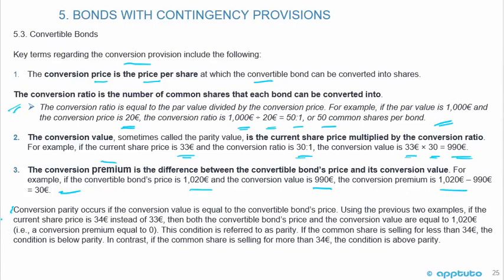So conversion parity occurs if the conversion value is equal to the convertible bond's price. Using the two previous examples, if the current share price is 34 euros instead of 33, then both the convertible bond's price and the conversion value are equal to 1,020 euros, i.e. a conversion premium equal to 0. This condition is referred to as parity. If the common share is selling for less than 34 euros, the condition is below parity. In contrast, if the common share is selling for more than 35 euros, the condition is above parity.